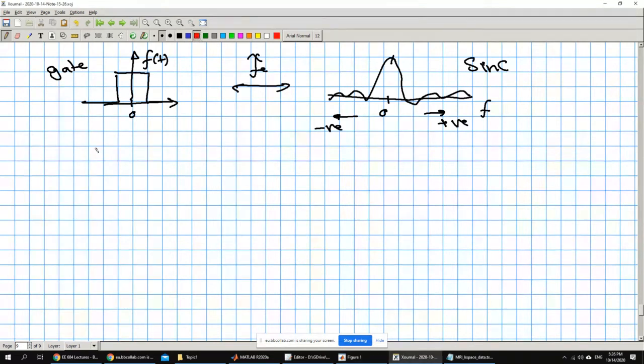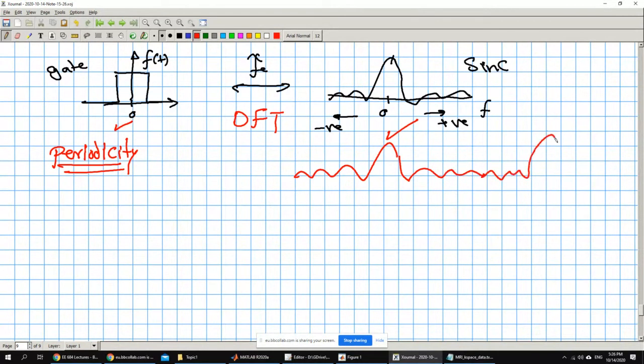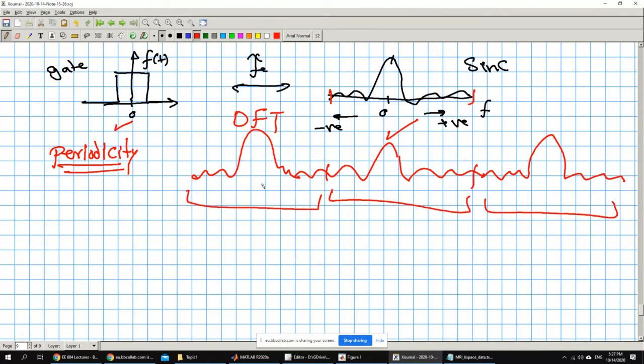Remember the periodicity assumption. In order for us to apply DFT, we have to have that periodic and that periodic as well. So the computer thinks it looks like this, and there's another one here. It's the same function, but repeated. This is the first thing that the computer thinks.